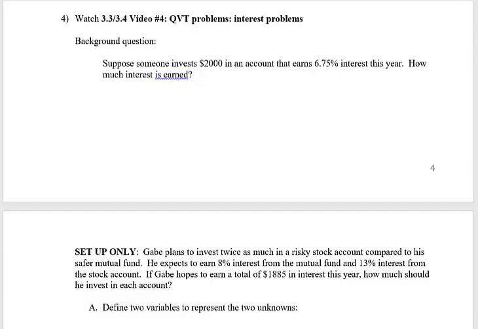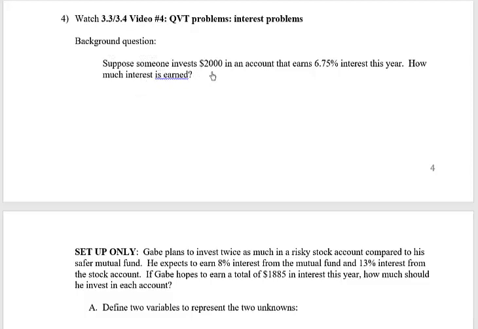This is video number 4 for sections 3.3 and 3.4, QVT problems, interest problems. So this is another kind of QVT problem called an interest problem. Once again, let's do a little bit of background first, and then we'll take a look at the actual problem type.